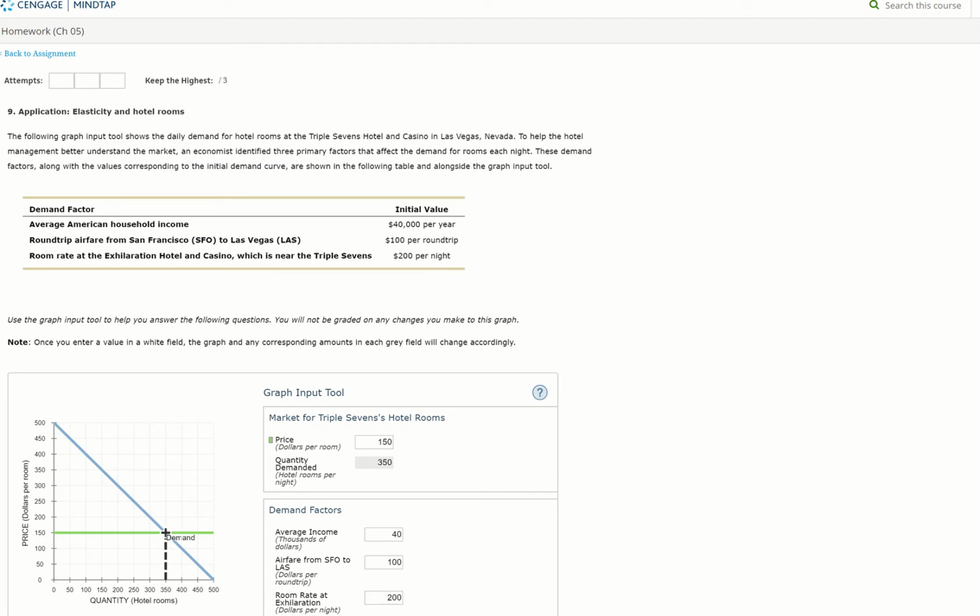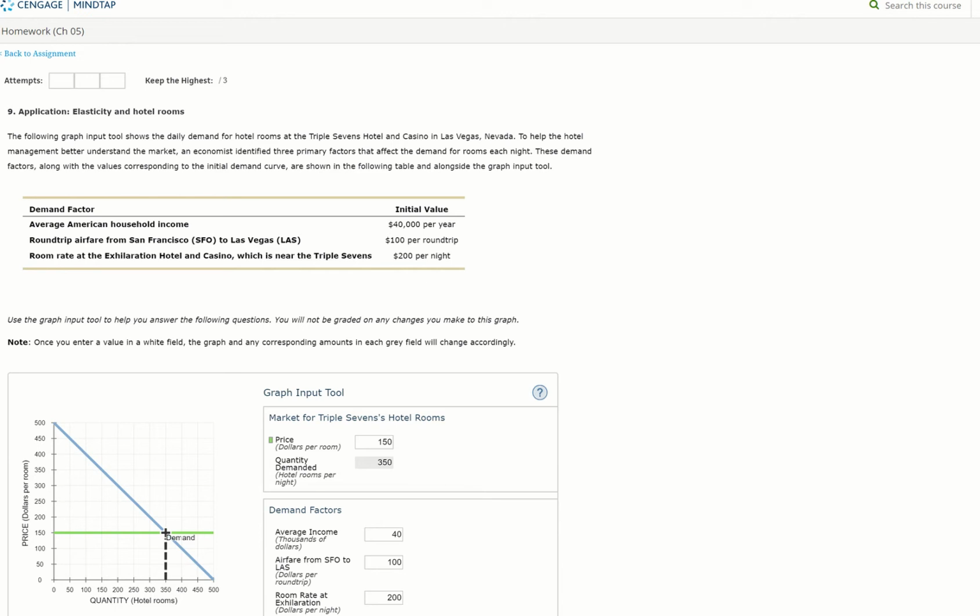So the question says the following graph input 2 shows the daily demand for hotel rooms at the 777 Hotel and Casino in Las Vegas, Nevada. To help the hotel management better understand the market, economists identify 3 primary factors that affect the demand for rooms each night. These demand factors, along with values corresponding to the initial demand curve, are shown in the following table and alongside the graph in input 2.